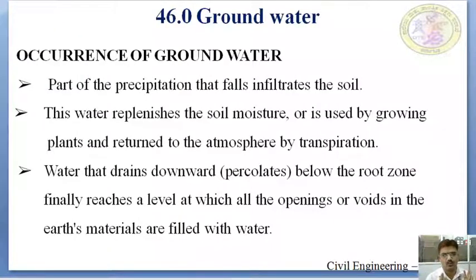It's one process. Other than this, after the plants absorb water and return it to the atmosphere by transpiration, the other water which is left unused drains downward, or percolates below the root zone of the plants or the trees. It reaches a level at which the openings, voids or pores in the earth's material are filled with water.